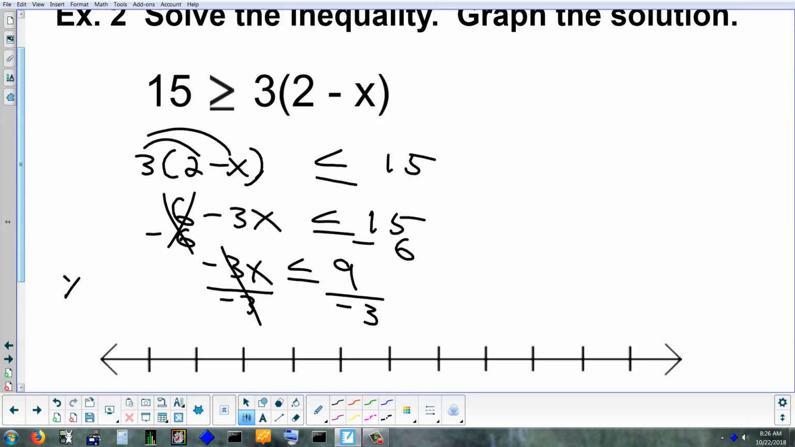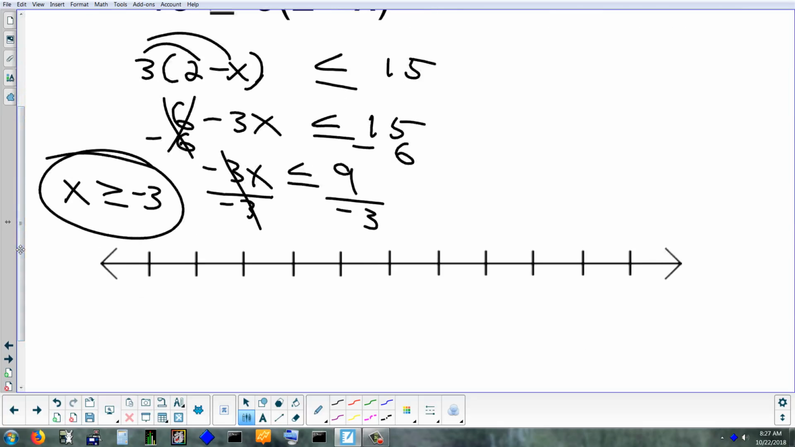So I get x. What do I have to remember to do now? Yep. Now you have to flip the sign because you just divided both sides by a negative. So instead of pointing to the left, now it's going to point to the right. And 9 divided by negative 3 is negative 3. Okay, let's make our number lines. We've got negative 3, 0, 3.